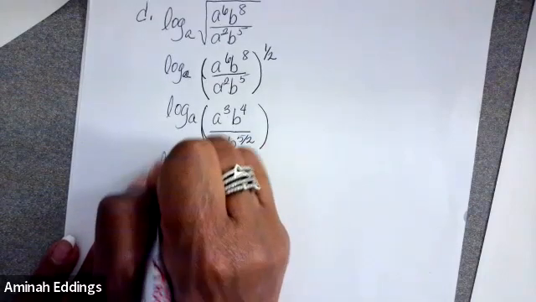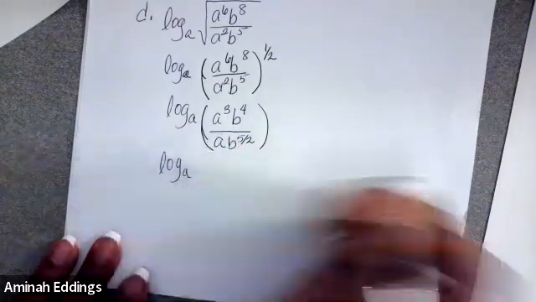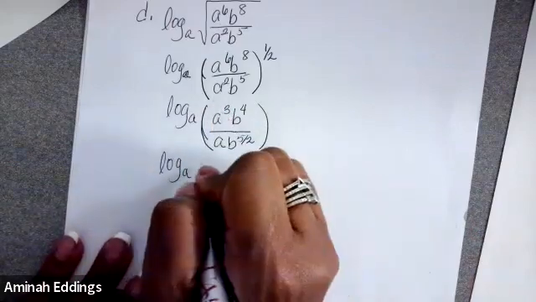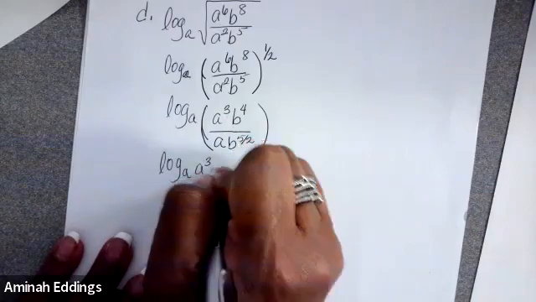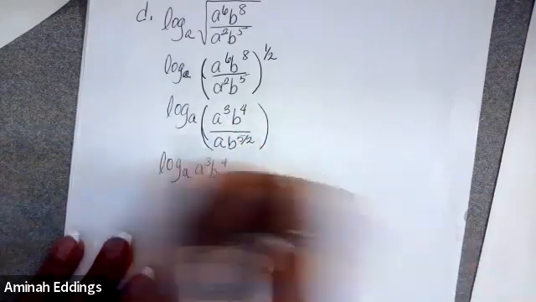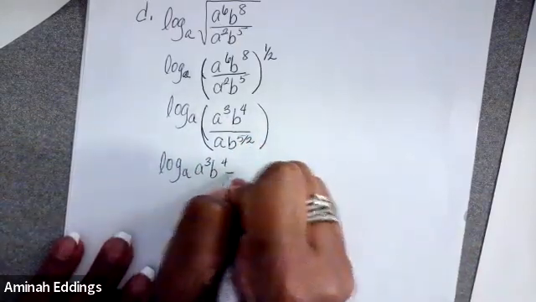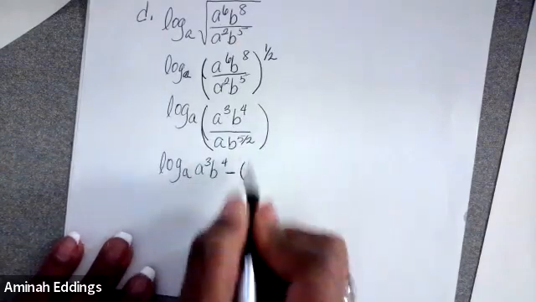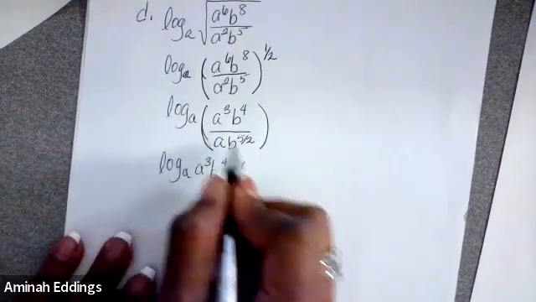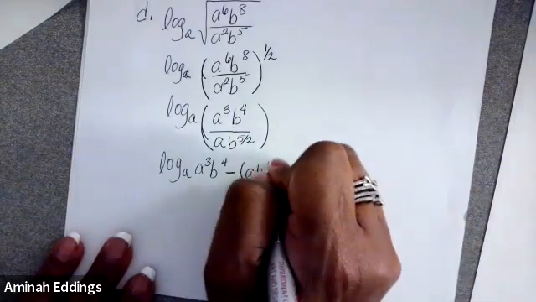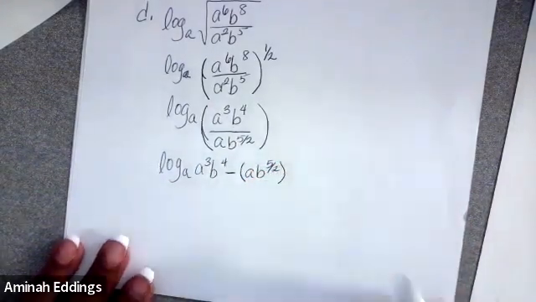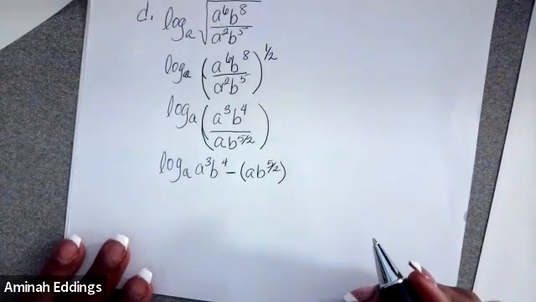Okay, so we have log base A of A to the third, B to the fourth. I didn't touch that yet. Minus, and remember, I'm putting this in parentheses because all of this is on the bottom. So minus AB to the 5/2 power. Okay.